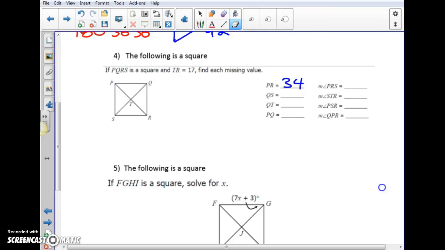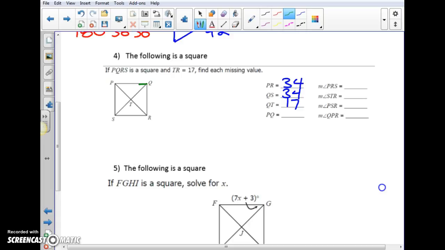QS. Well, QS is this diagonal. Diagonals are congruent in this case, so that's also 34. QT, that's going to be 17. PQ. PQ takes on a property that's just unique to squares.